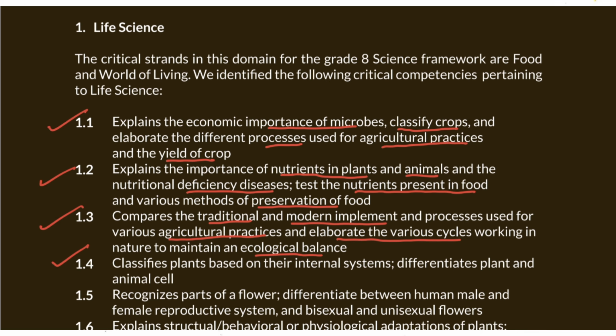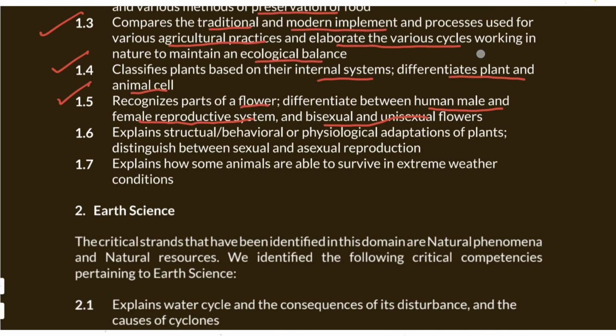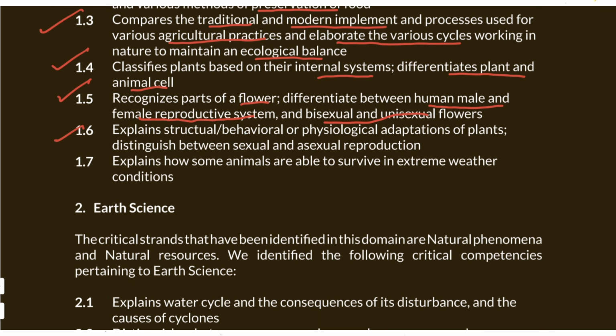Next, classify plants based on their internal system, differentiate plant and animal cells. Next, recognize parts of a flower, differentiate between human male and female reproductive systems and bisexual and unisexual flowers. Next, explain structural and behavioral or physiological adaptation of plants, distinguish between sexual and asexual reproduction. And last one is explain how some animals are able to survive in extreme weather conditions.